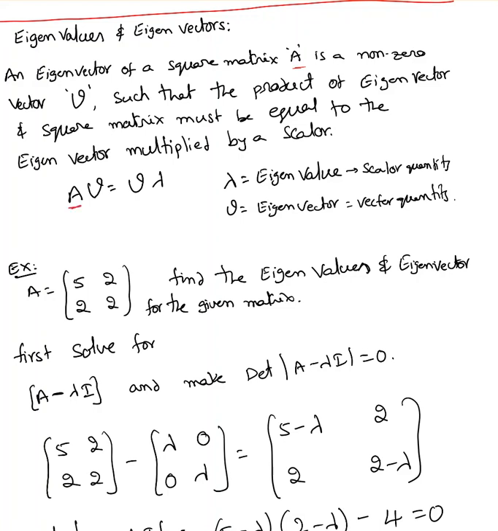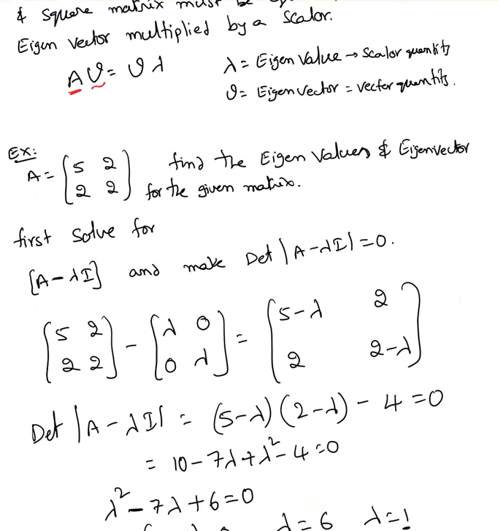So A is a given square matrix. When I multiply this A with the eigenvector, which I'm representing with V, A times V must be equal to V times lambda, where lambda is called the eigenvalue. So how do you find that eigenvector V? Here is an example.